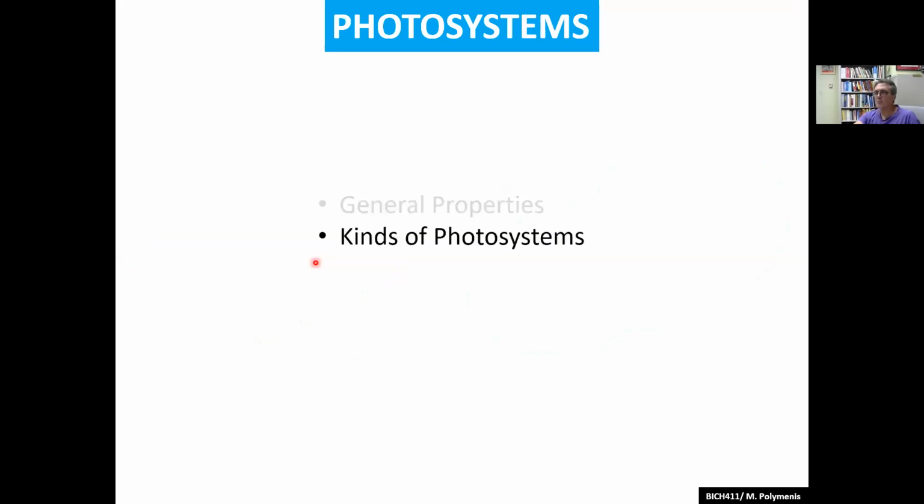All right, so we're going to stop at this point, and then we're going to see the kinds of photosystems that we have happening in photosynthesizing organisms. So let's stop there.